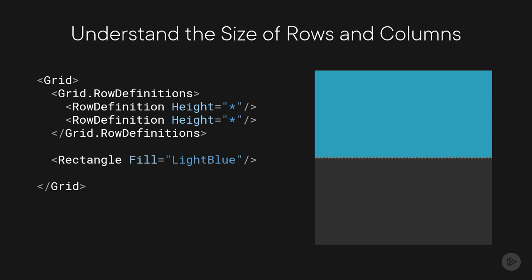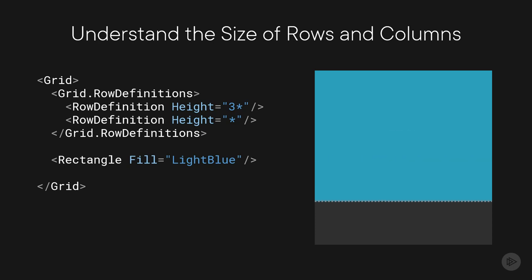Now, in front of the star, you can also write a factor. Let's use, for example, 3 for the first row definition. This means now that the two row definitions have in total 4 stars. So the first row definition gets 75% of the space and the second row definition gets 25%. Alright, this was star sizing.